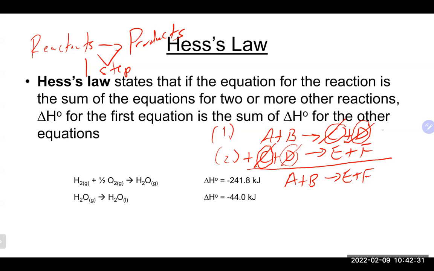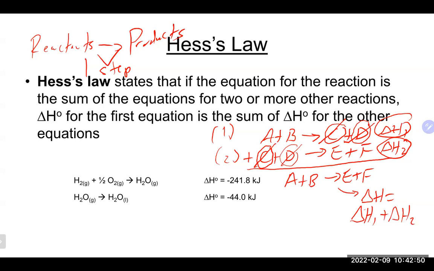Now, if we had some delta H values for each of these equations, delta H1, delta H2, we could figure out the delta H value of this equation by simply adding both of those together. So we could take the delta H for the first guy plus the delta H for the second guy, which will give us the delta H reaction, our value for the overall reaction. And that really is what Hess's law is about.